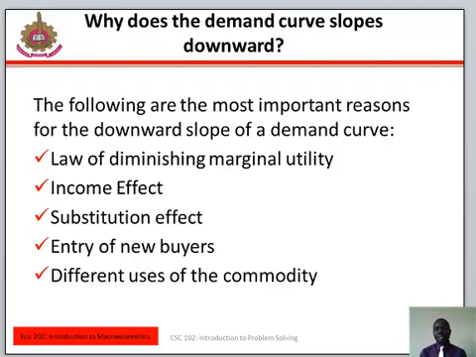The next one is different uses of the commodity. Some commodity have several uses. If the price of the commodity is high, its use will be restricted only for important purposes. For instance, when the price of tomato is high, it will be used only for cooking purpose. When it falls, it will be used for preparing jams, pickle and other things. There will be an increase in demand for tomato when the price falls, and this will bring about movement of the demand from left to right.